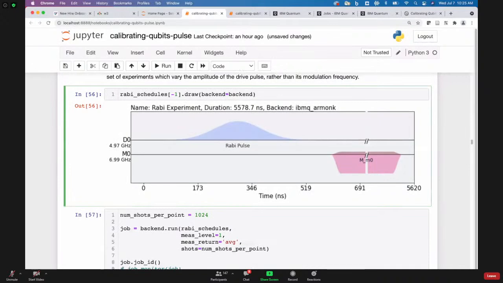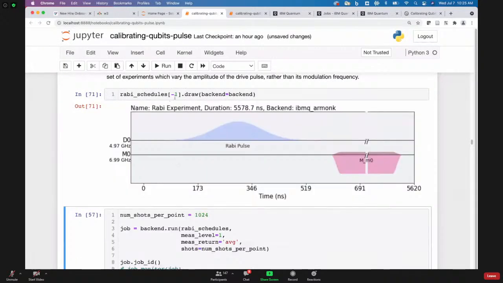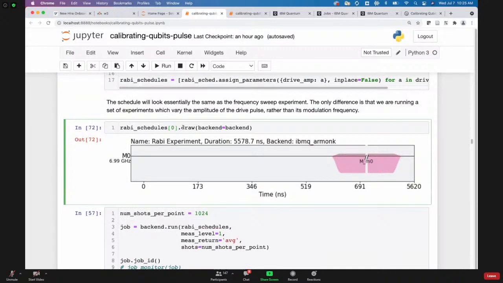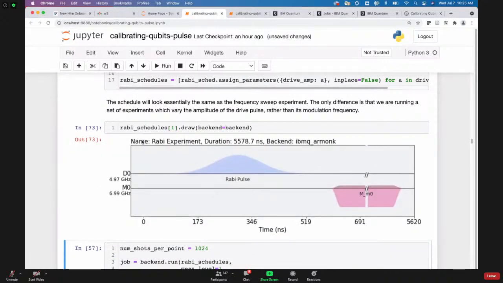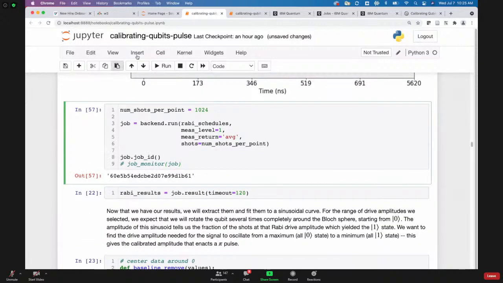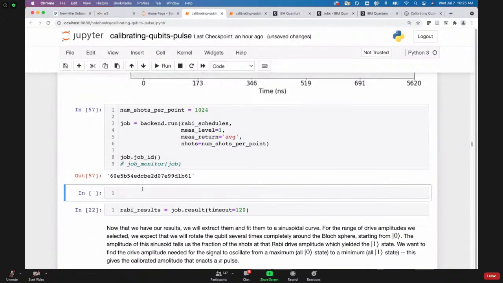So the very first drive amplitude has some pulse, or sorry, this is actually the last Rabi pulse that we have, and you can see that it has some amplitude. If I go to the very first one, you can see that the pulse goes away, and that's because we start off with a 0 amplitude. Then if I look at the next one, it's there. What you can't necessarily see is that it's being rescaled in this axis. I could run this again, but I don't need to.